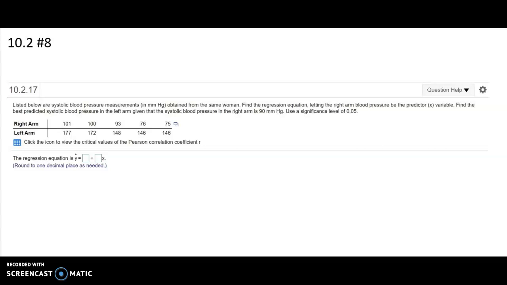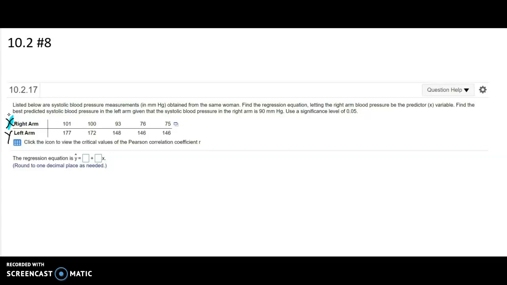arm is 90 mmHg. Use a significance level of 0.05, and you can see a table here with our right arm and left arm values representing our x and y values. The first thing we need to do is put our values into our calculator. So x represents the right arm and y represents the left arm.